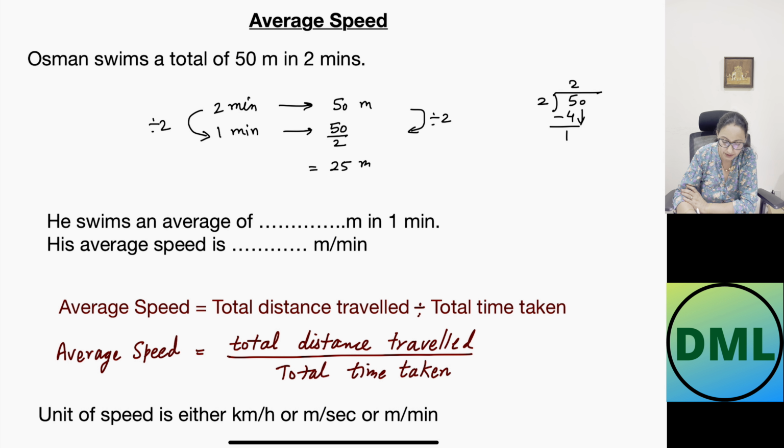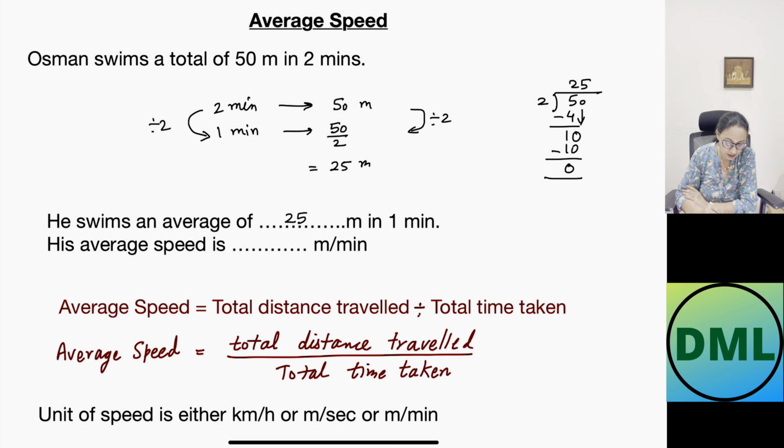This 0 will come down and it will be 10 here. 10 is more than 2 and it is easily divisible by 2. 10 divided by 2 is 5. Let's write down the answer here as 5 times 2 is 10. If you subtract it, your answer will be 0 here. That's why your answer is 25 meters. He swims an average of 25 meters in 1 minute.